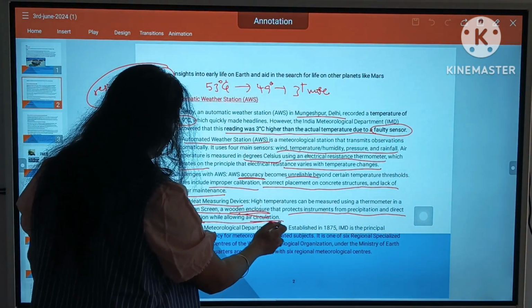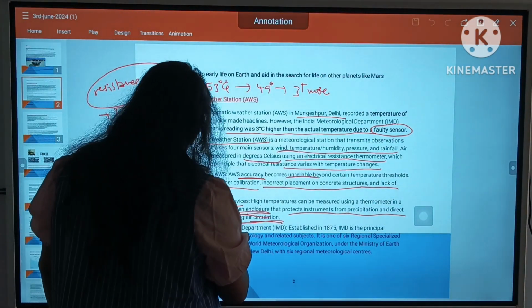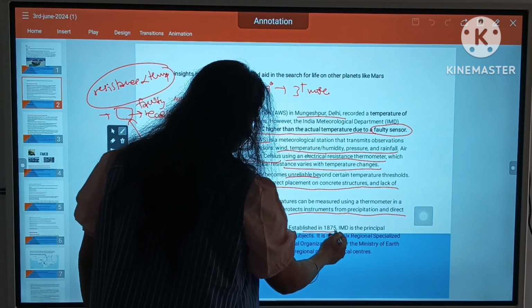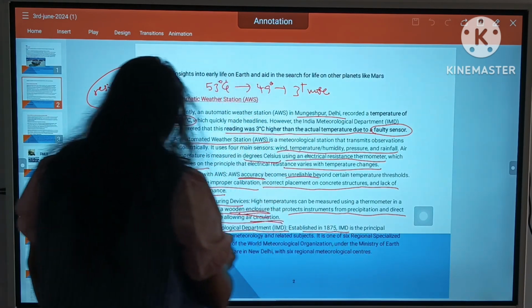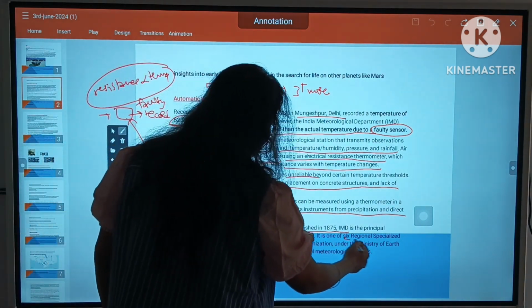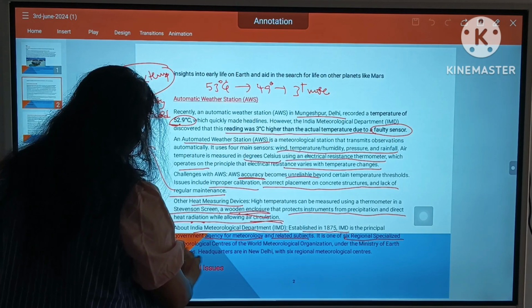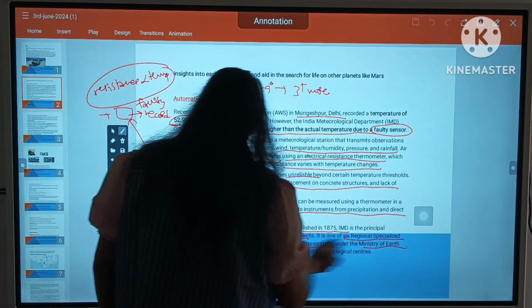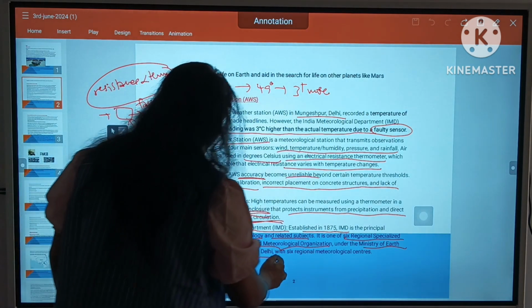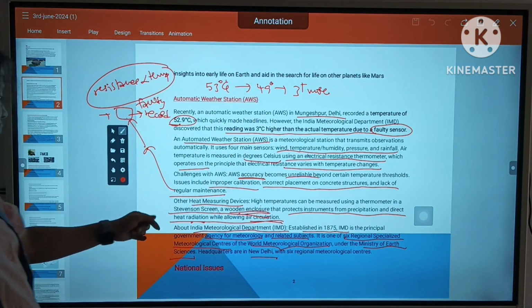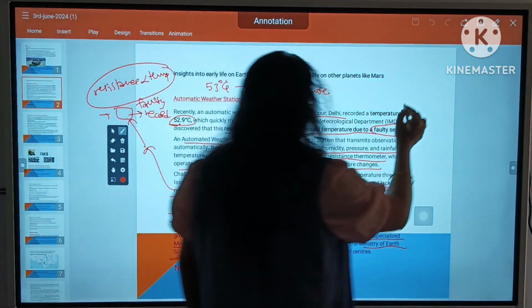What is the Indian Meteorological Department? We already know, it was established in 1875. IMD is a government agency for meteorology and related subjects. It is one of the 6 regional specialized meteorological centres of the World Meteorological Organization, under the Ministry of Earth Sciences, headquartered in New Delhi. So IMD was established in 1875.